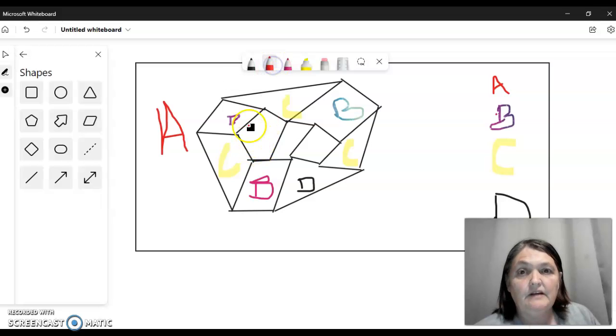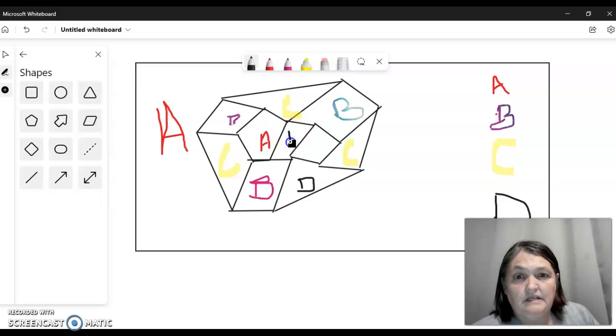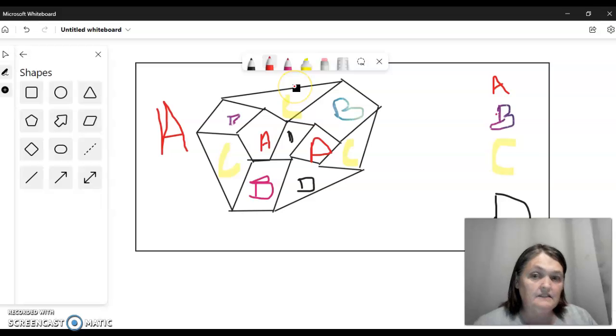And then we go back and we're like, okay, this can't be B or C, so it could be A. This can't be A, and it can't be B, and it can't be C, so this one has to be D. So this one is going to have to be A. So with 11 faces, we just colored it, and we ended up with 4 colors.